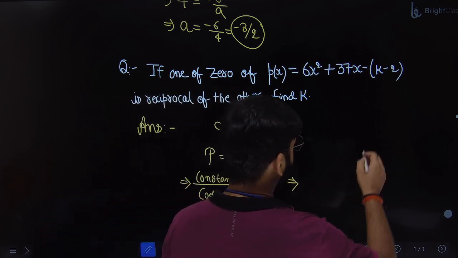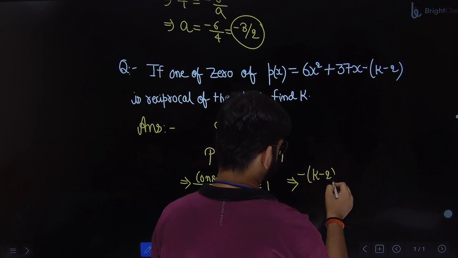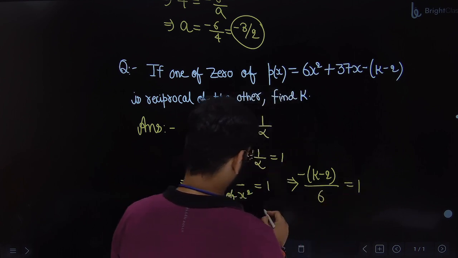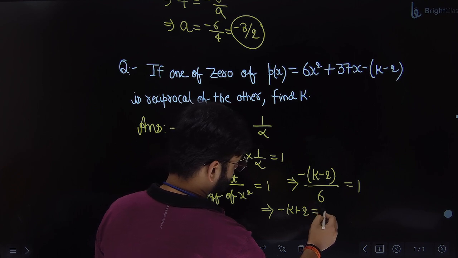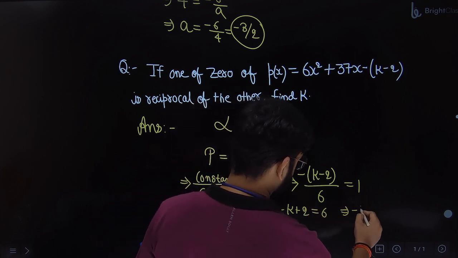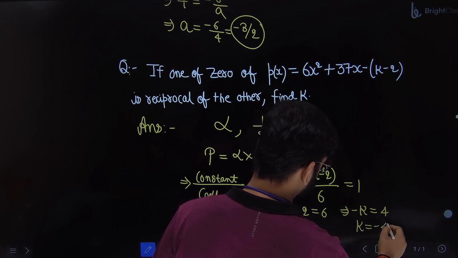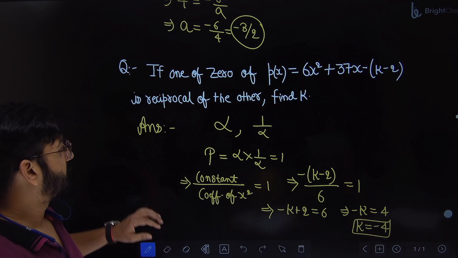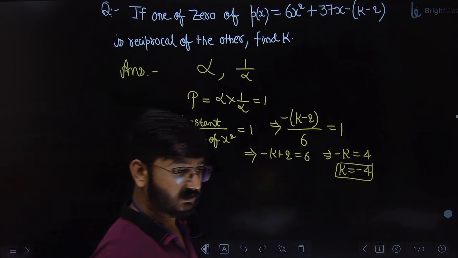So what is the constant term? Minus k minus 2 or plus? Minus k plus 2. Coefficient of x square is 6. Cross multiply. Minus k plus 2 equal to 6. So what is the value of k coming? Again, a straightforward question, nothing difficult in this.